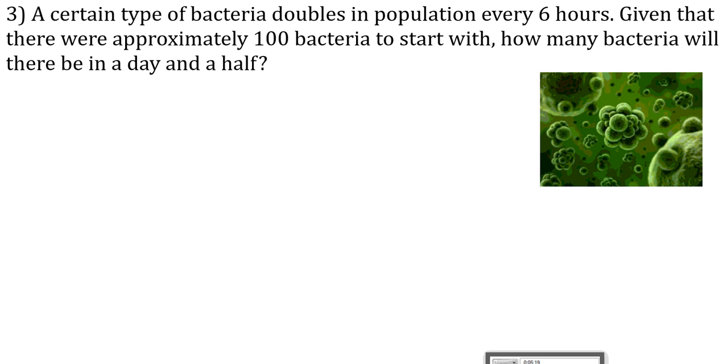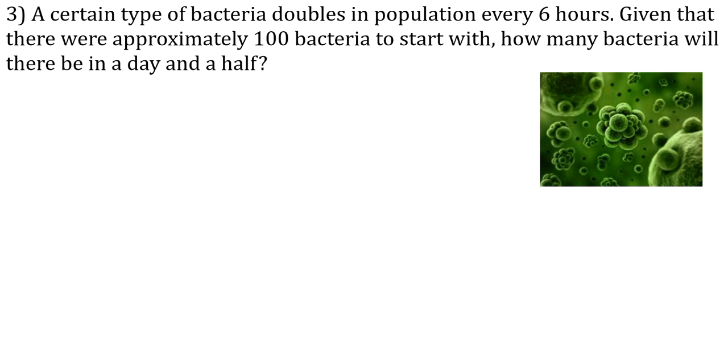Here's an example. A certain type of bacteria doubles in population every 6 hours. Given that there were approximately 100 bacteria to start with, how many bacteria will there be in a day and a half? Well, what do we know about the problem? It's doubling. That's our multiplier. And it doubles every 6 hours. That affects our time period. We're going to have to measure things every 6 hours.